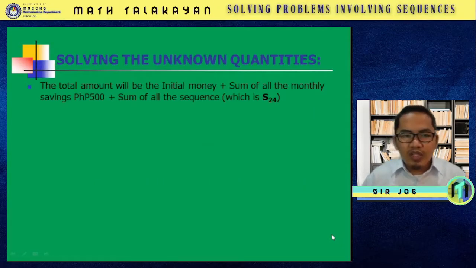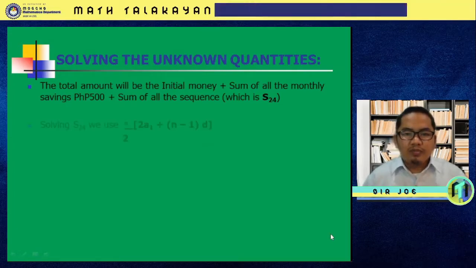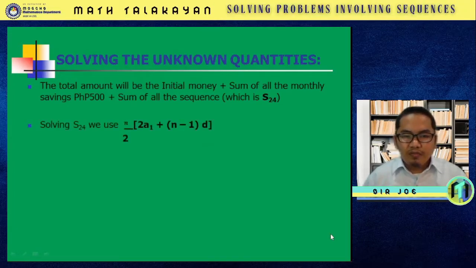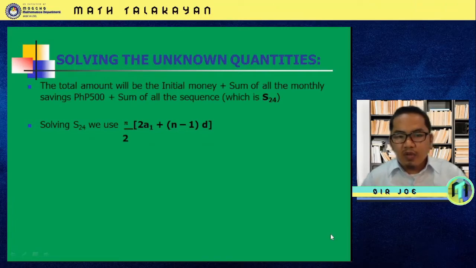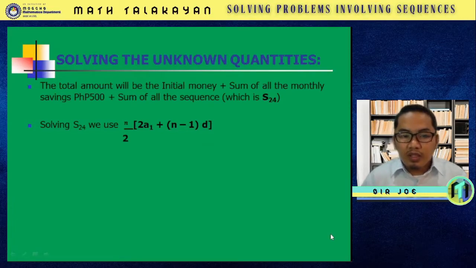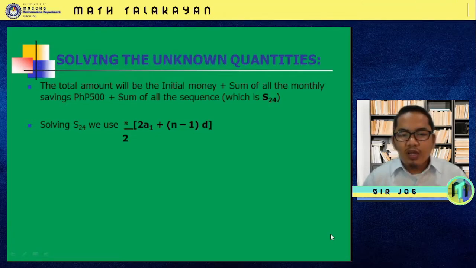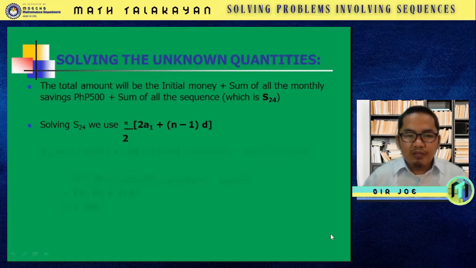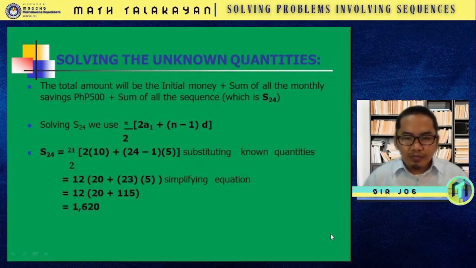So for solving the unknown quantities, the total amount will be the initial money plus the sum of all the monthly savings. So 500 plus the sum of all the sequence, which is S sub 24. So we have S sub 24 is equal to n over 2 times the quantity of 2a sub 1 plus n minus 1 times d. So we have here, through substitution, we obtain this one.